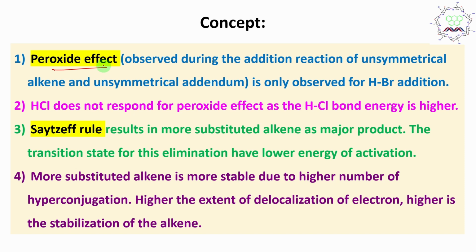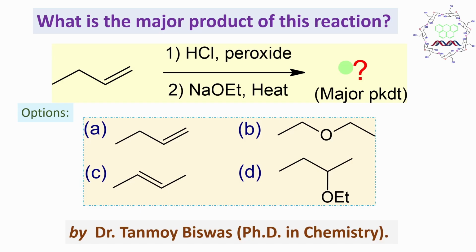The peroxide effect. Now, this peroxide effect is observed during the addition reaction of unsymmetrical alkene and unsymmetrical addendum. I guess we have studied this during the study of Markovnikov's rule. But this peroxide effect is only observed for HBr, not for HCl. So you should not expect anti-Markovnikov addition with HCl. No, it will be simple Markovnikov's addition.